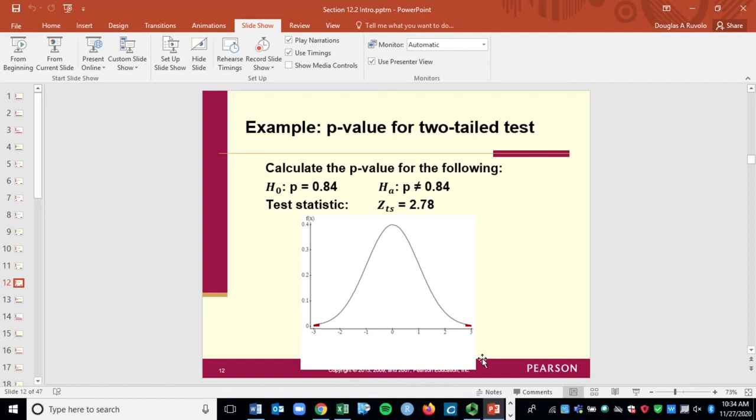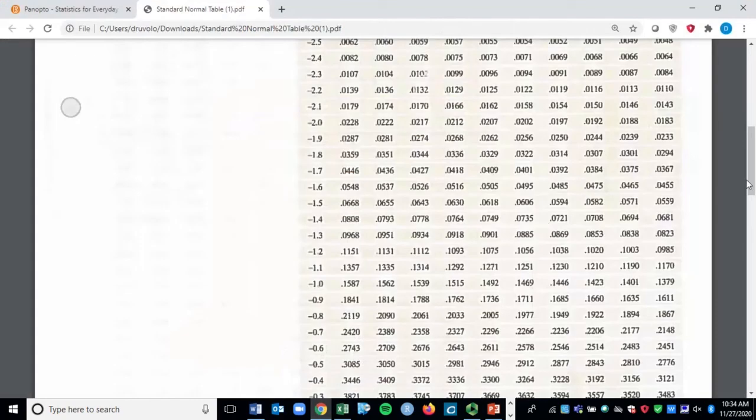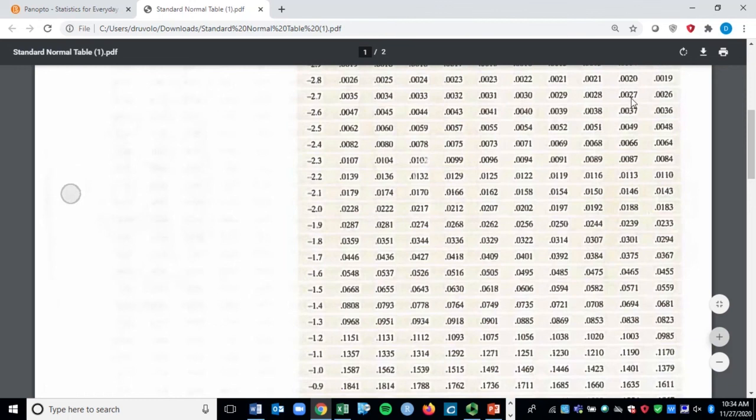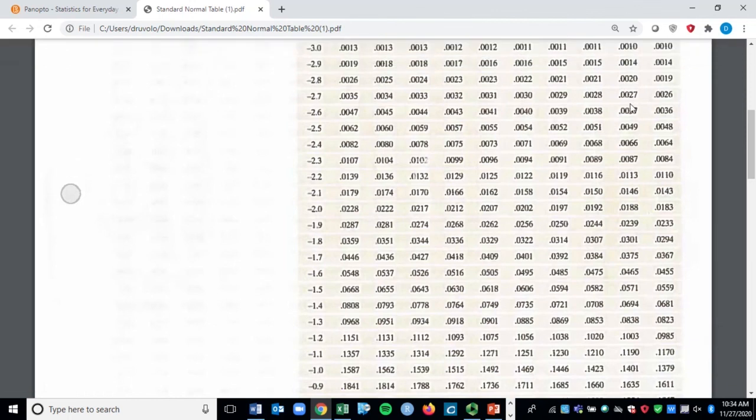All right. So let's go ahead and do that. Negative 2.78, and we're going to double it. Negative 2.78. I got here 0.0027, but that's not our p-value. You got to multiply it by 2. So our final answer is going to be 0.0054.